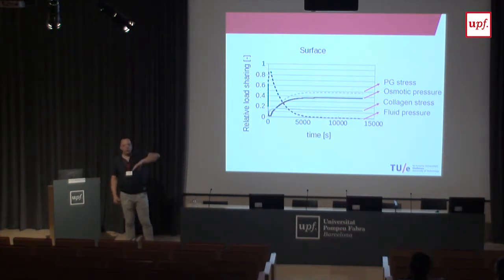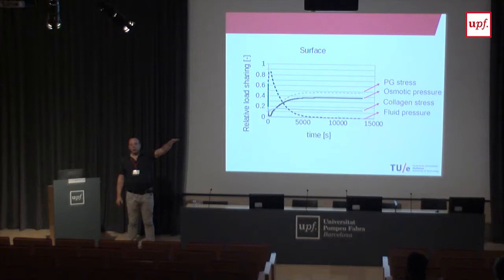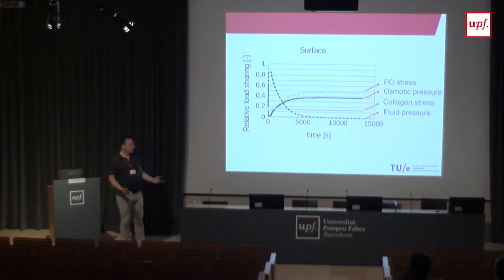But what we were looking for is, what happens over time, what happens in the equilibrium? And to be honest, I expected that the osmotic pressure would have a significant role, and it does. It has about 40% of the total load bearing in that superficial layer, and the collagen and the proteoglycans also have a role to play, which is okay. But that's only the surface.